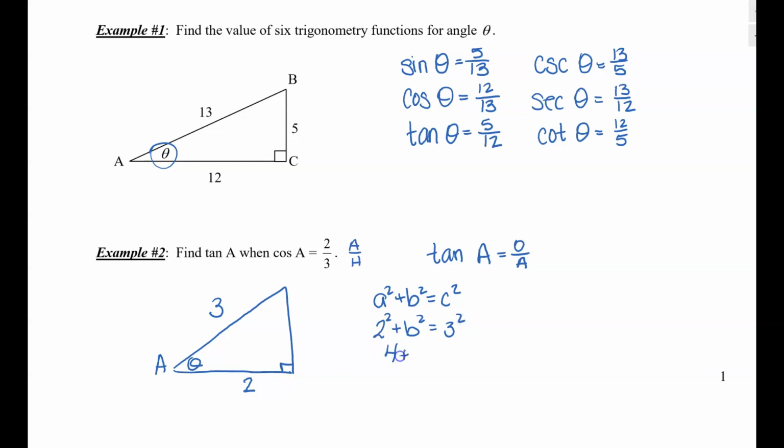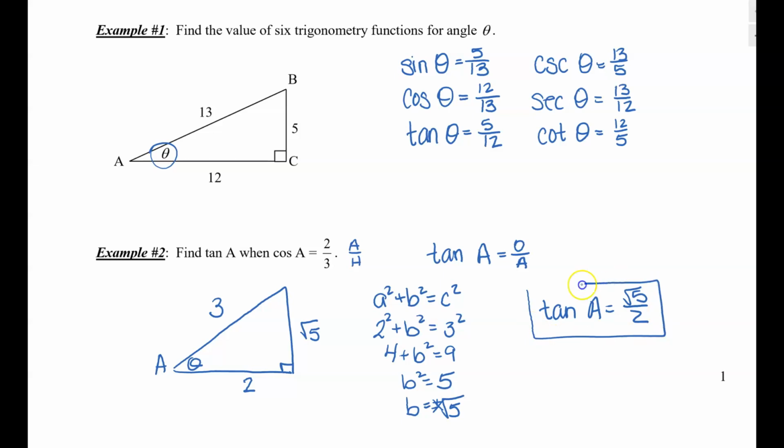So we get 4 plus B squared is equal to 9. B squared is equal to 5. B is equal to plus and minus the square root of 5. But this is distance, so it's just a positive root 5. It cannot be the negative also. All right, so the tangent of A, now that we have the opposite side, is going to be root 5 over 2. We don't need to rationalize because the radical is not in the denominator.